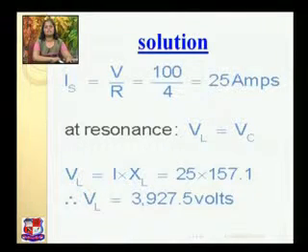At the time of resonance, VL is equal to VC. Voltage across inductor is exactly equal to the voltage across capacitor. So VL is equal to I into XL. Current is equal to 25 ampere. XL is equal to 157.1. So I into XL is equal to 25 into 157.1. So your answer is 3927.5 volts. This is our VL, and same way VC is equal to 3927.5 volts, because at resonance VL is equal to VC.